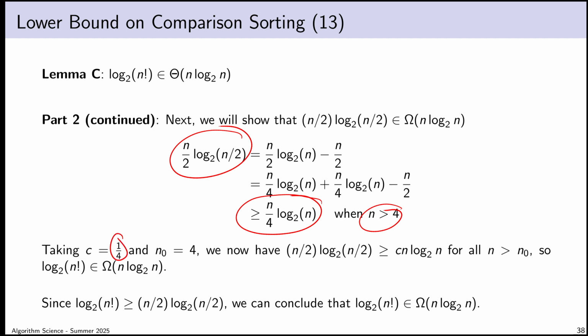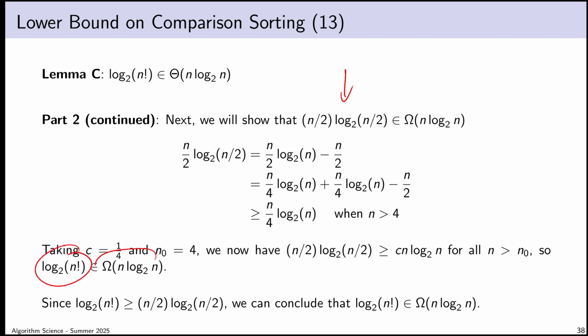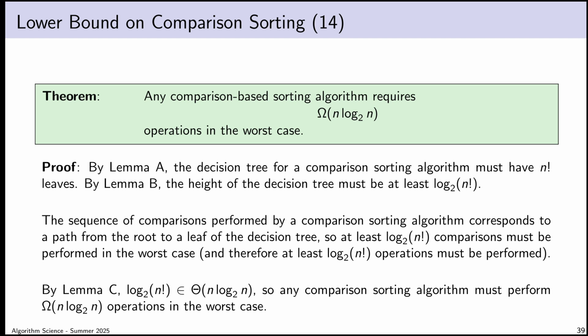So if I take c to equal 1/4 and n naught to equal 4, I now have this is greater than or equal to c times n log base 2 of n for all n greater than n naught. Actually, I could have chosen c to be 1 over 2 there, but whatever. It works either way. So I've now shown, by connecting this with the previous slide where I showed that log of n factorial is greater than or equal to this, that log of n factorial is big omega of n log n. Fair enough. Now, I want to prove my actual theorem.